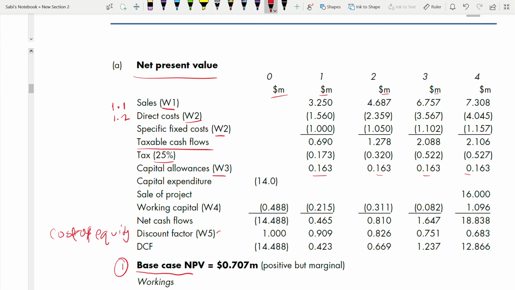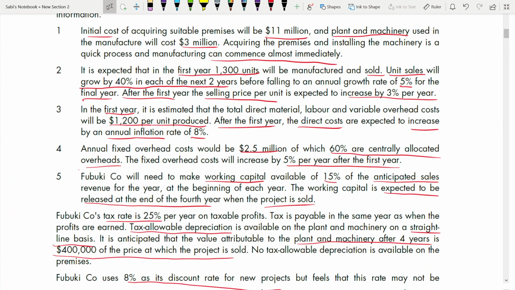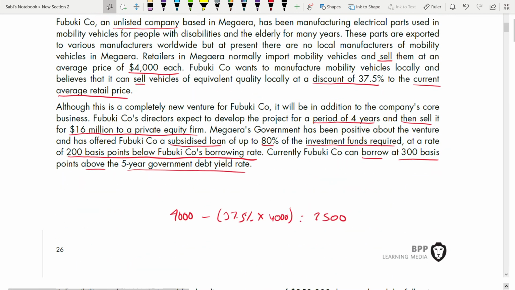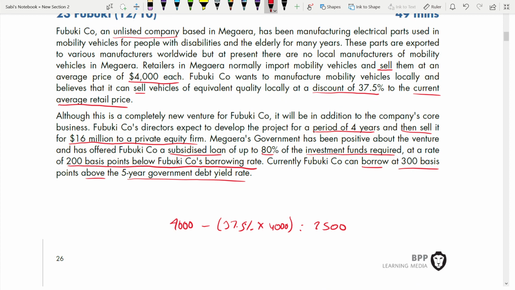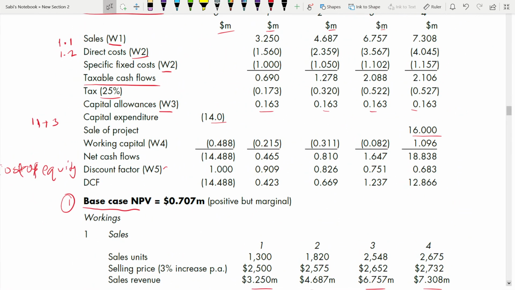Then coming to your capital expenditure. Capital expenditure is 14 million. How? 11 from premises plus 3 plant and machinery, point number one. Then sale of project, 16 million. So it is in the fourth year. Was it 16 million? Let's see. Okay. Second line. Fubuki directors expressed to develop the project for a period of 4 years and then sell it for 16 million to a private equity firm. So it is after 4 years, 16 million. That's why it is 16,000. Right? It is 16.000. So it is 16 million. It is not 16,000.